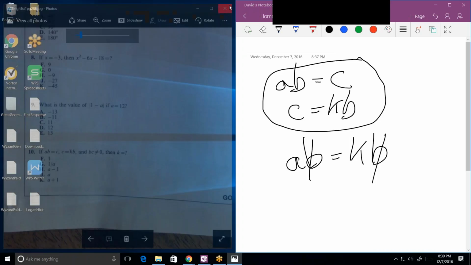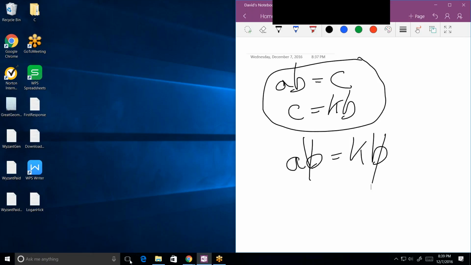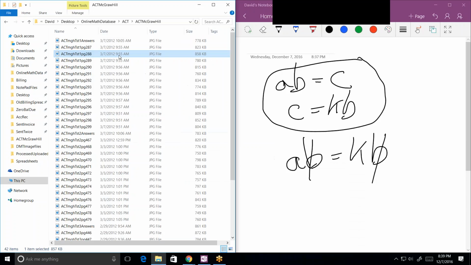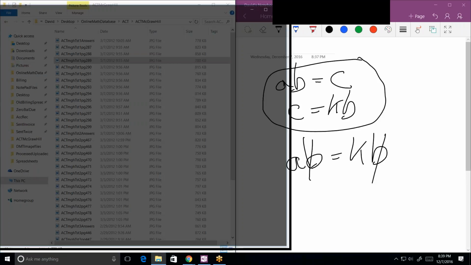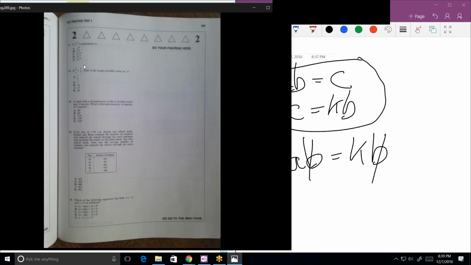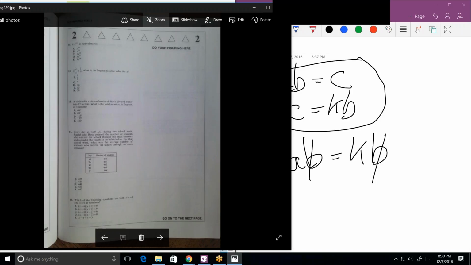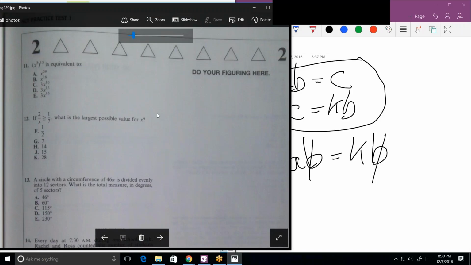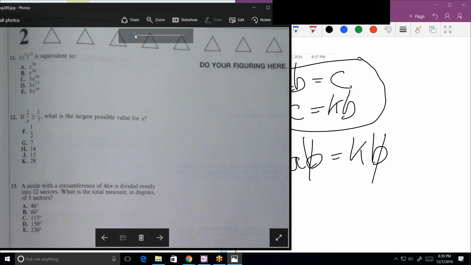Let me go to the next page. I guess I need that on the left. Okay, number 11. I can blow it up just a little bit. There you go.